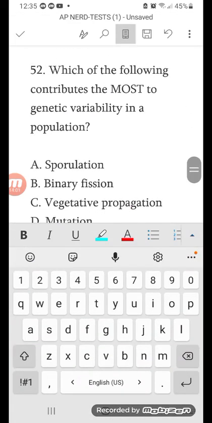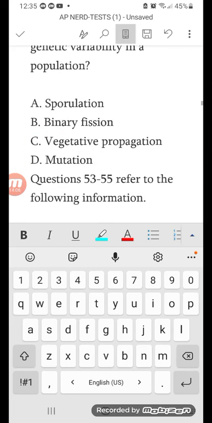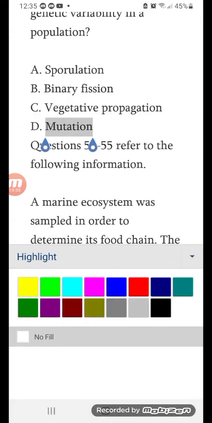Which of the following contributes the most to genetic variability in a population? Sporulation, this is asexual. Binary fission, asexual. Vegetative, asexual. Mutation. What's vegetative propagation? Bring a branch of a tree you found somewhere, and you plant it, and it will give you a whole tree. This is vegetative propagation. Binary fission in bacteria, sporulation producing spores. So mutation is the answer.